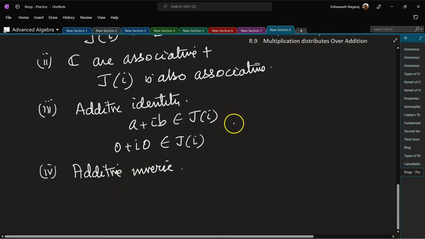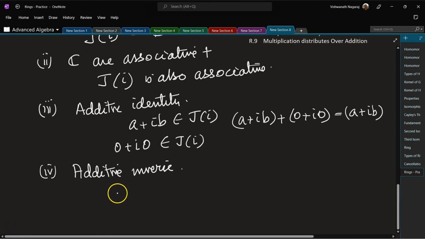So here basically if you want to prove this, what you can do is you can say a plus ib plus 0 plus i0. If you add it, you should get back the a plus ib. So a plus 0 is a, ib plus i0 is ib. So it works out.